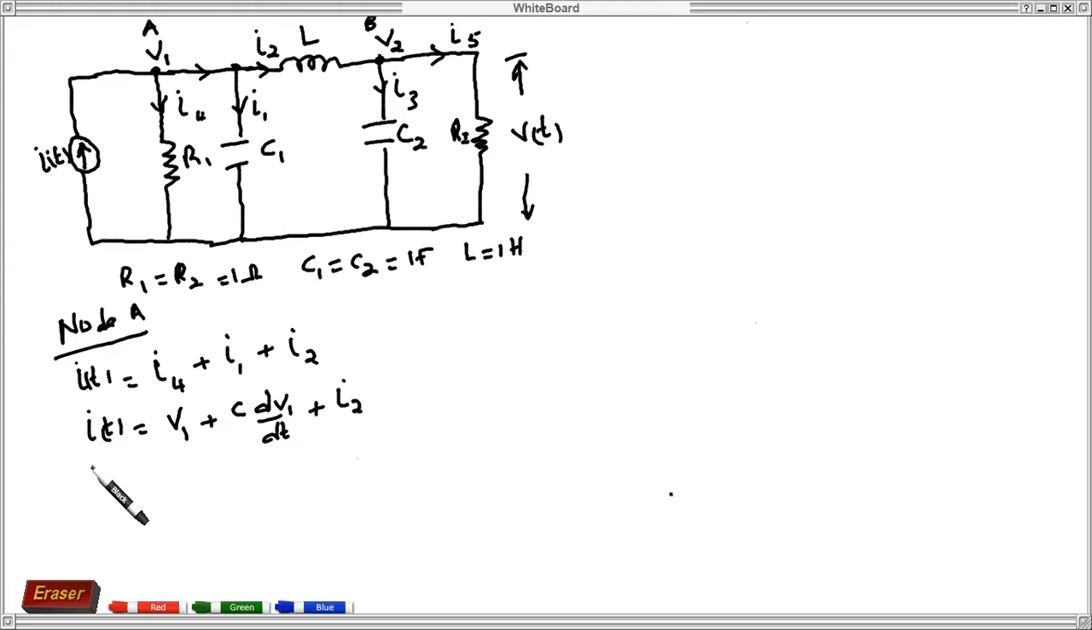We can rearrange this equation and write it as follows in terms of a first order differential equation as dV1 dt is equals to, then we divide both sides by C and take all the other terms to the left as negative 1 over C V1 minus 1 over C, but in this case our C1 in this equation, because this capacitor is C1, capacitor C1 is 1 farad. So we can simplify that as negative V1 minus, this one becomes negative I2 over C1, which means it's negative I2, and then plus I of t.